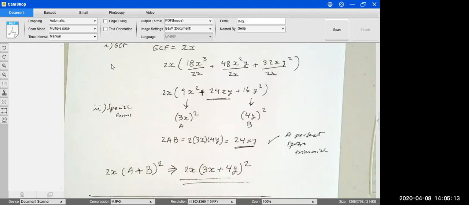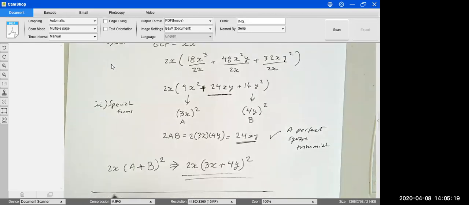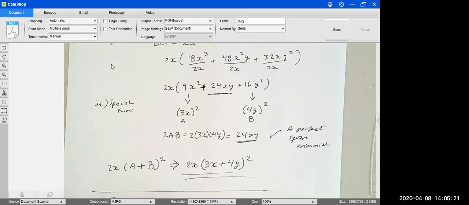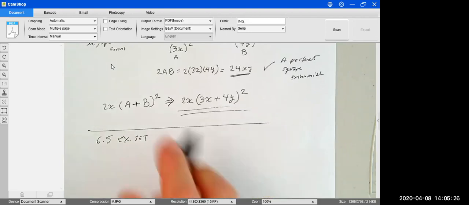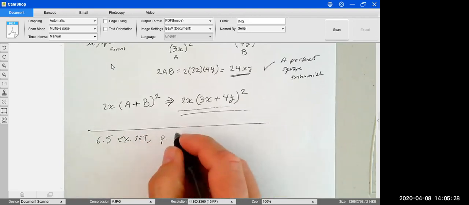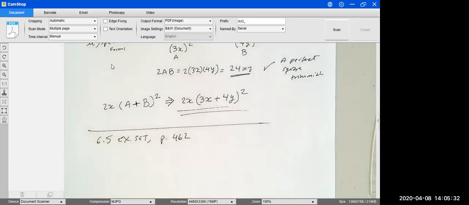So now you're going to work on 6.5, exercise set, on page 462. So I solved an example, so you're going to need to solve almost the same quantity of exercises to get the expertise for you to pass the exam that we're going to have in 1 week.